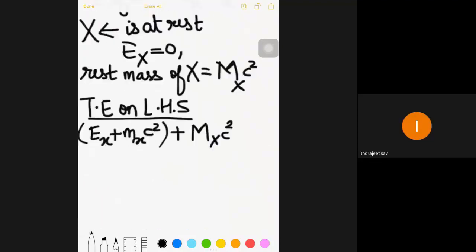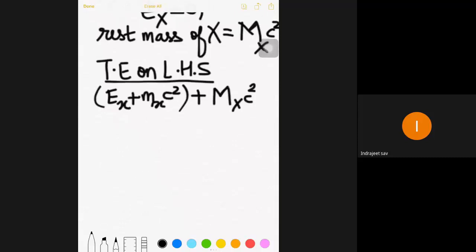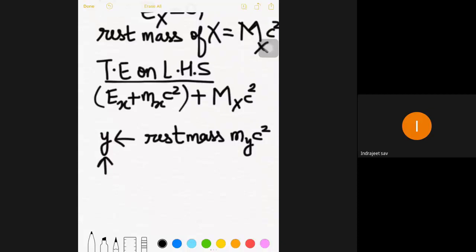Now let's do the same thing for the RHS, the right hand side. On the right hand side, you have the ejectile. The ejectile moves with some kinetic energy, and it has some rest mass. So the ejectile has a rest mass given by m small y c square, and a kinetic energy denoted by E small y.